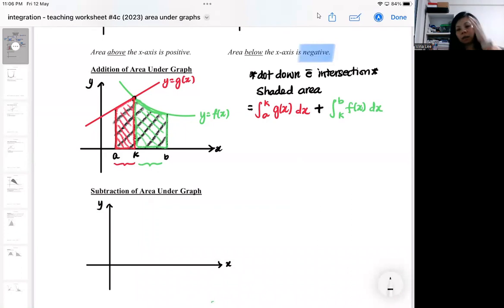So when you see that the shaded area is under two graphs, then you get two different graphs and then you add them up. Okay, but you need to dot down the intersection.